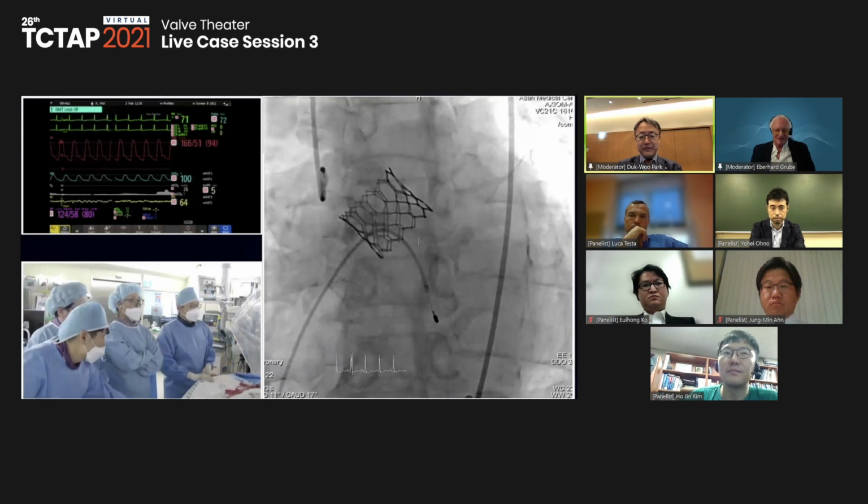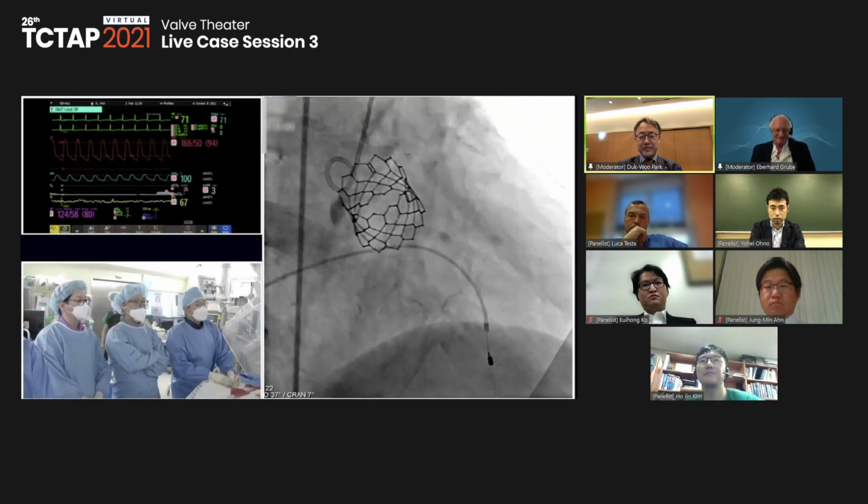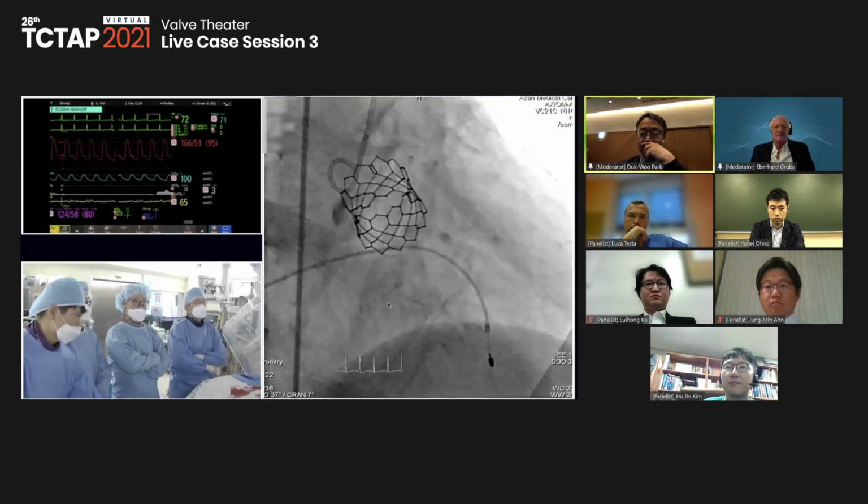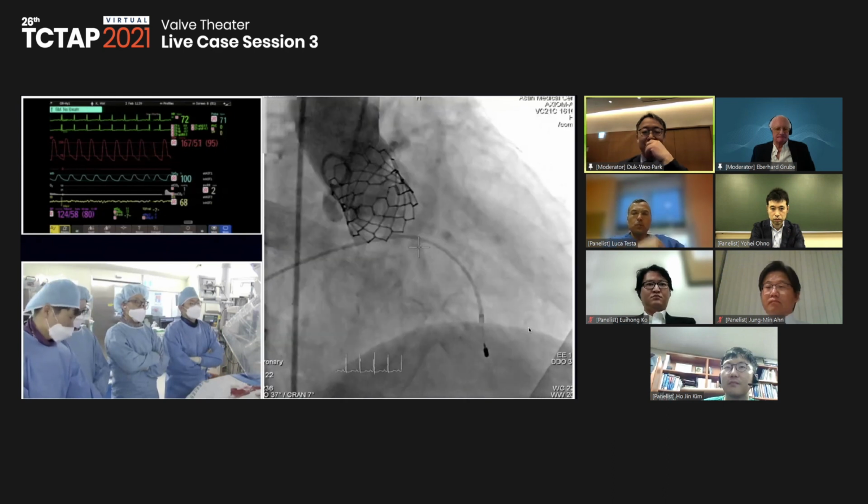Okay, RA view. Okay, and you ready? Full shot. Okay, great. And just mild and minimal PVL, and the result was excellent.